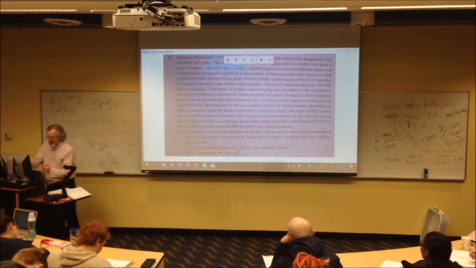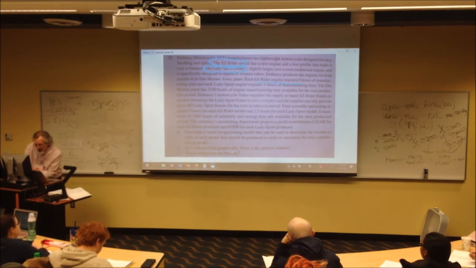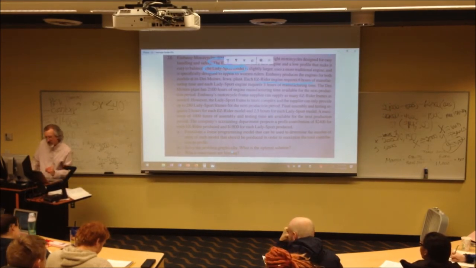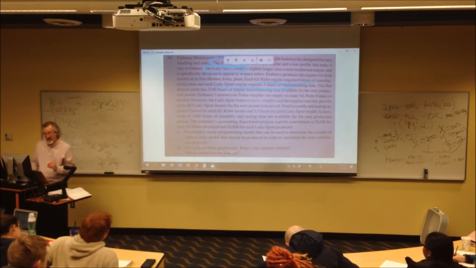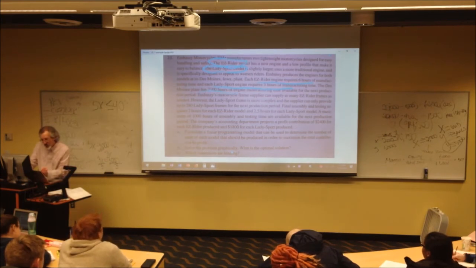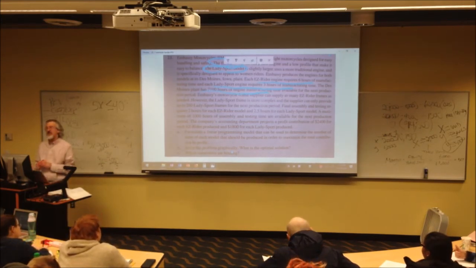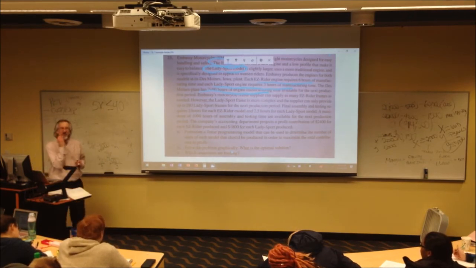Now I know that's got to be important. The Easy Rider engine requires 6 hours of manufacturing time, and the Lady Sport requires 3 hours of manufacturing time. The Des Moines, Iowa plant has 21 hours of engine manufacturing time. I'm stopping right there. Just that sentence alone is pretty obvious.